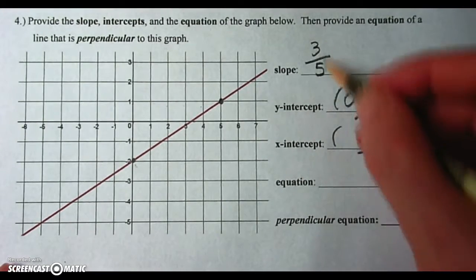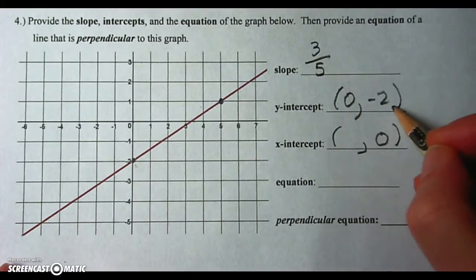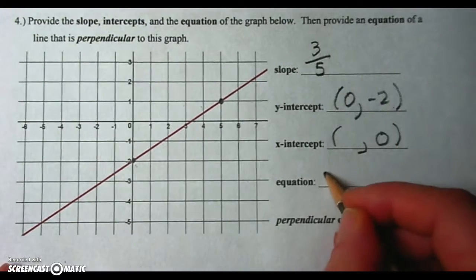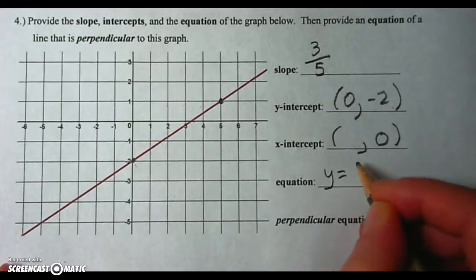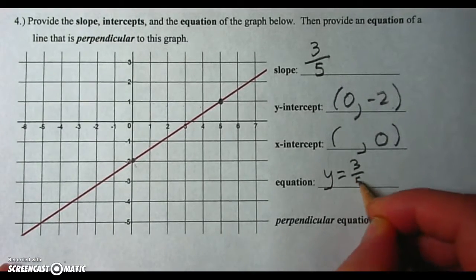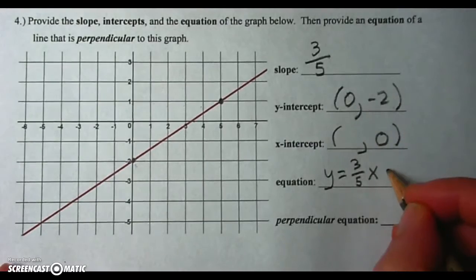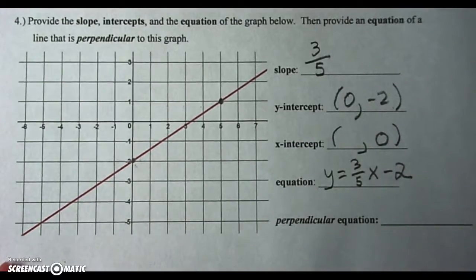Do we have enough information to get the equation? We have a slope. We have our y-intercept. Yes, we do. So let's write our equation. y equals 3/5 x minus 2. So there is our equation. Now let's go back and find that x-intercept. It might be a little easier now.